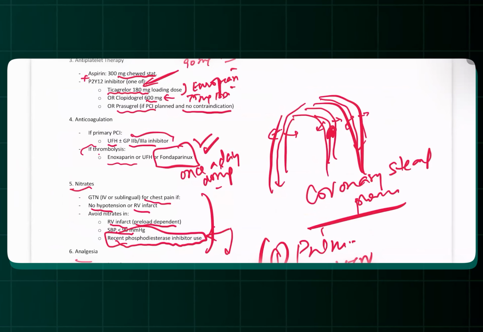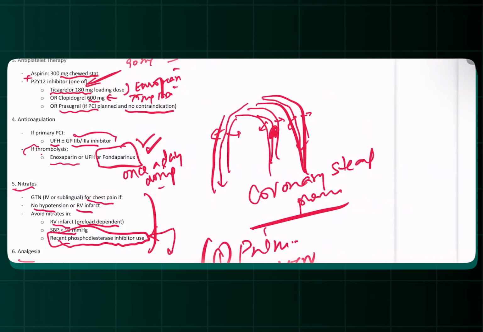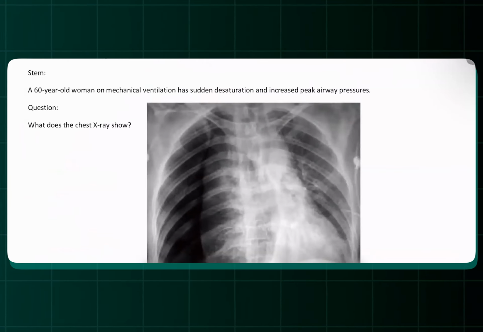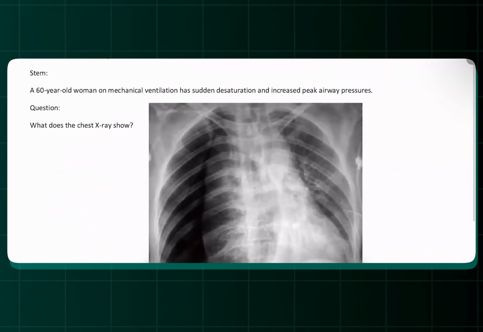All right. So I have another question for you. Station number 2, chest X-ray. A 60-year-old woman on mechanical ventilation suddenly deteriorates, desaturates, and has increased peak airway pressures. What does the chest X-ray show? Now, don't tell me the diagnosis, okay? Give me the finding. So, what do you see on the chest X-ray?